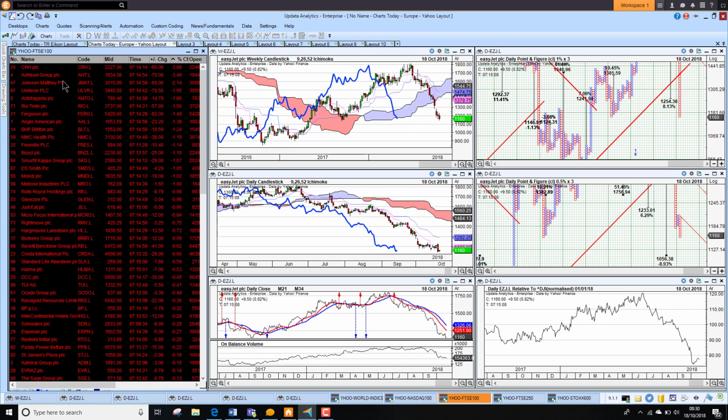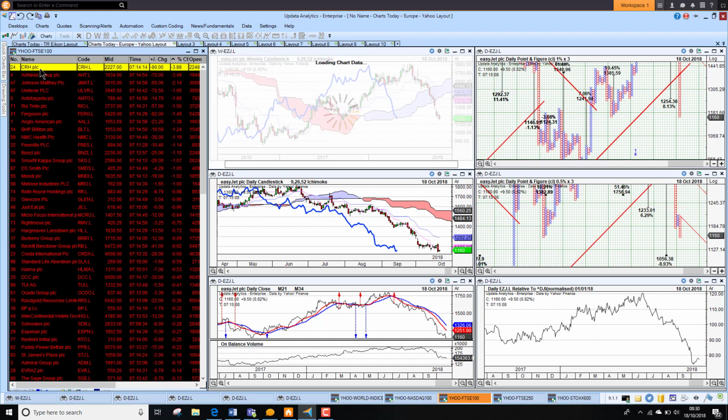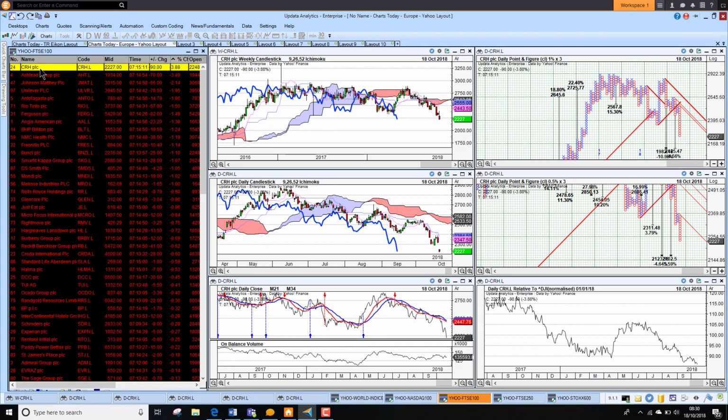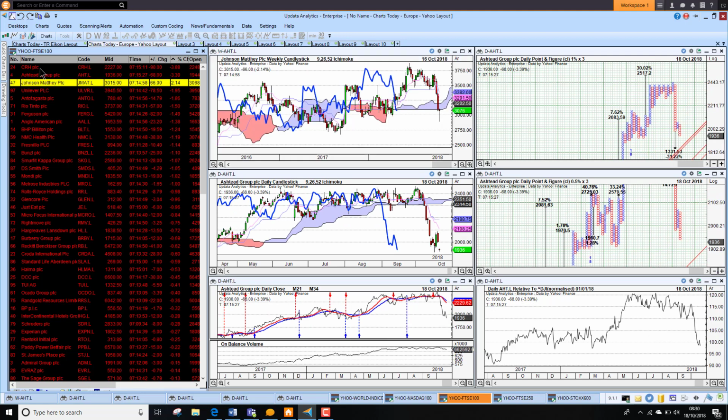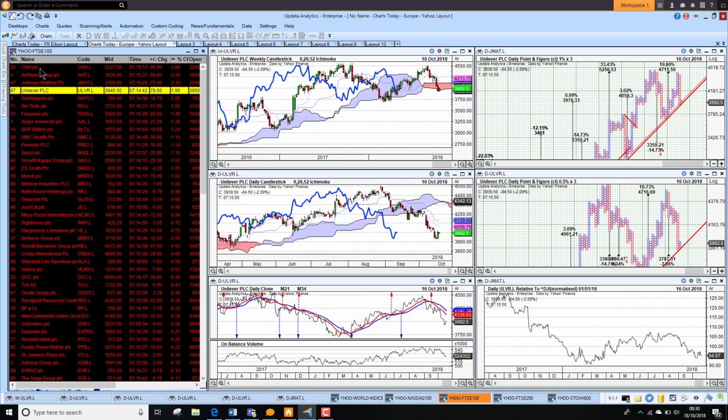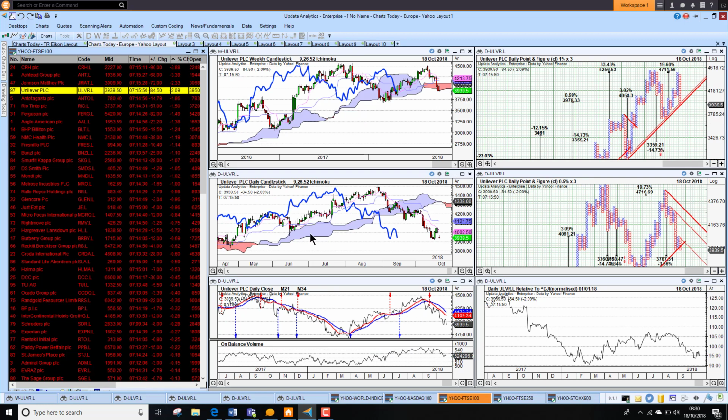Taking a look at the fallers in the FTSE, CRH down 4%, looking weak as well, below the cloud. Ashtead also looking weaker. Johnson Matthey and Unilever down 2%. So we're seeing some pretty big falls there.